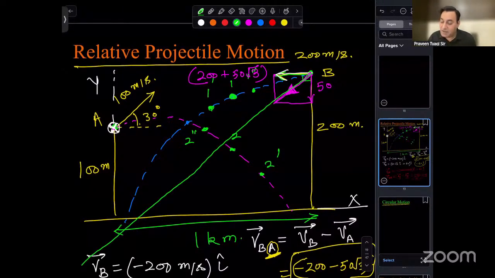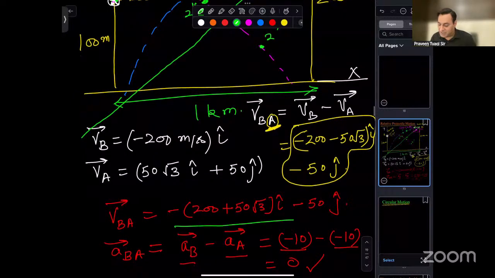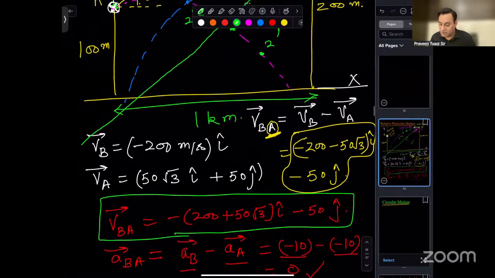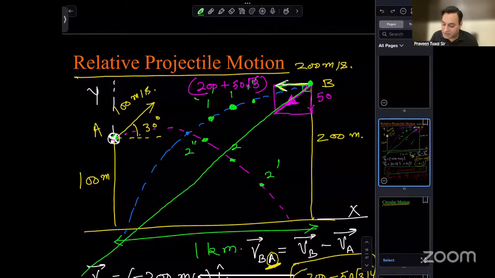And when will this body be moving in a straight line, and what is that straight line direction? That direction is the velocity of B as observed by A. This will tell you what that direction is. You will calculate the values. You know this component is this, and this component is this. So you know the angle with which it is moving, and it is moving in a straight line.